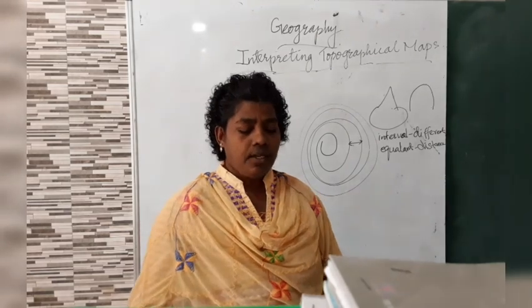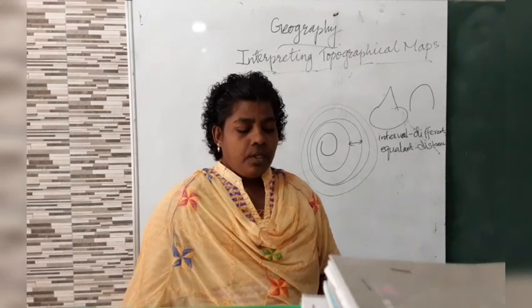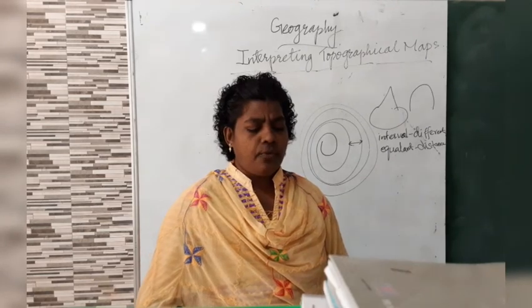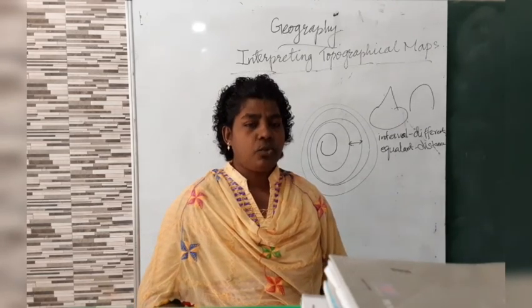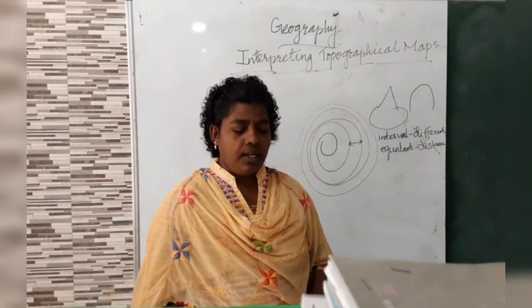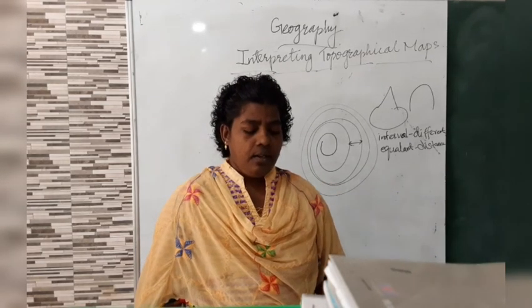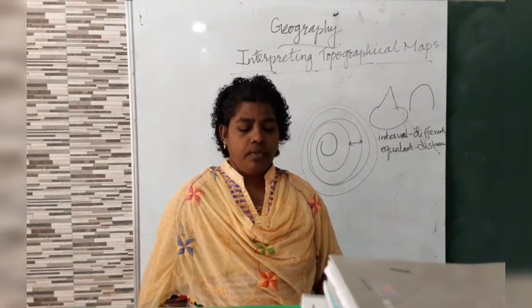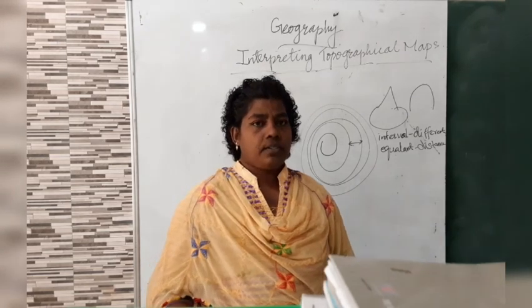Completed. Then, identify the relief features shown by the following contour diagram. First one is ridge, second one is conical hill, third one is saddle, fourth one is plateau, fifth one is a gap, sixth one is a pass.